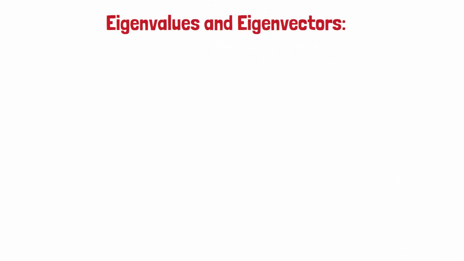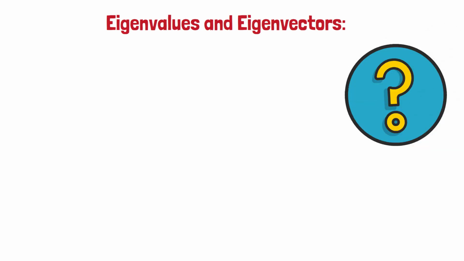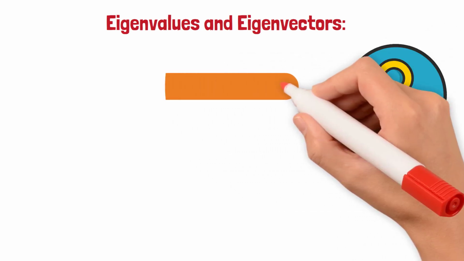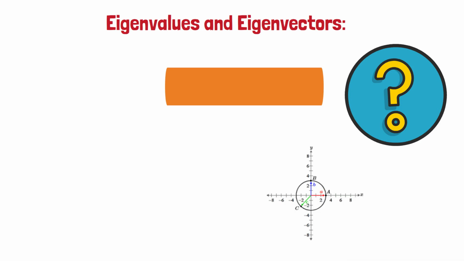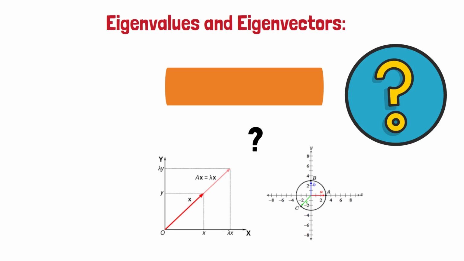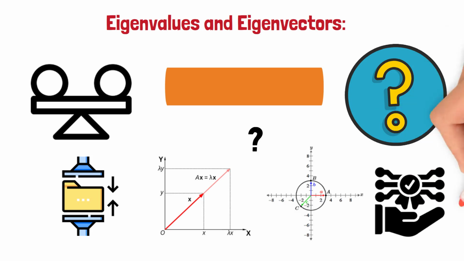Eigenvalues and eigenvectors. These sound fancy, but they answer a simple question. If we apply a transformation to a vector, does it stay on the same line? Eigenvectors point in those special directions, and eigenvalues tell us how much they stretch or shrink. In practice, they're critical for understanding stability, data compression, and even recommendation systems.